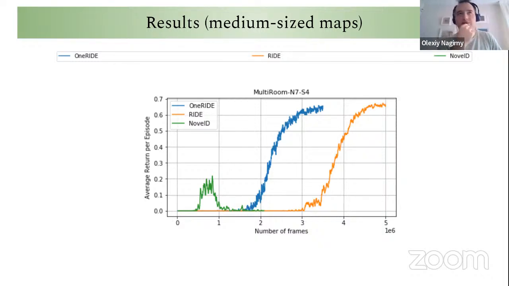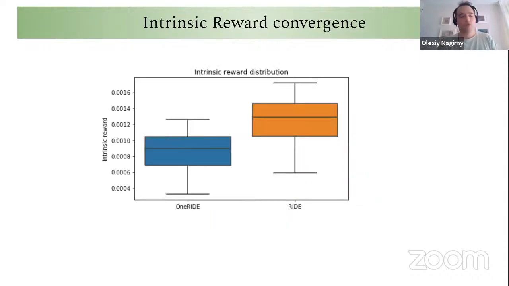For NovelD, it's kind of tricky. They have not posted any report for this medium-sized environment. Probably some hyperparameter optimization is still needed there, because I used just their fixed architecture. But here we can also see that our approach is working at least comparably to the other two approaches from which we derive our own. This is the plot about the convergence of the intrinsic reward. As I said, there is a problem of convergence for RND.